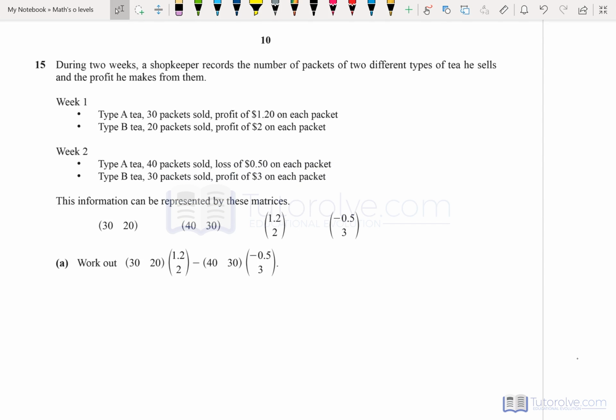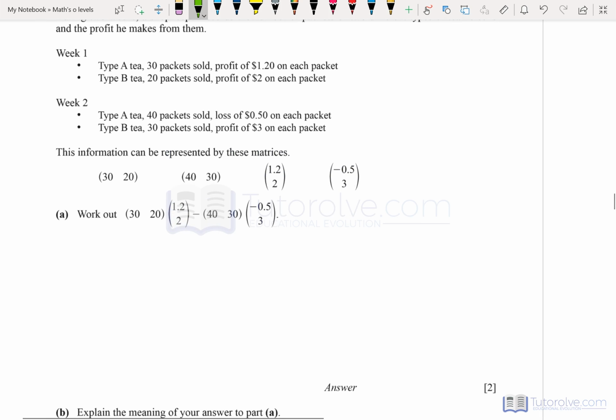So now we have question number 15. They've given us these matrices and a set of information here. Type 30 packets sold for a profit of 1.20 on each packet, so 30 and 1.2, and 20 packets sold for a profit of 2, so 20 and 2. Then they have type 80, which is 40, sold for a loss of 0.5, and 30 sold for a profit of 3.